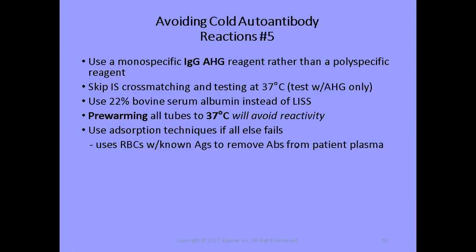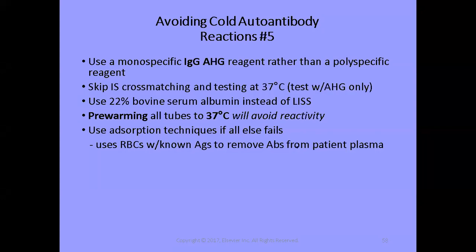So how do we avoid the reactions? We want to use a monospecific IgG AHG reagent rather than a polyspecific reagent when we're doing our testing. Skip immediate spin cross-matching and testing at 37. Just do an AHG phase only. We can eliminate reactions if we use bovine serum albumin as a potentiator instead of LISS. And we can also eliminate these reactions if we pre-warm all of our tubes to 37 degrees. We're going to avoid the reactivity of these cold reacting autoantibodies.